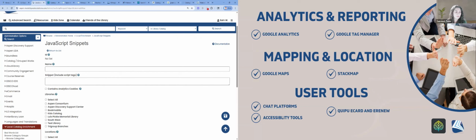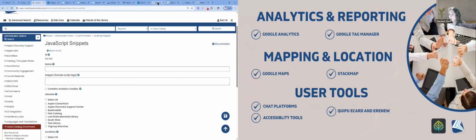And of course, to support inclusivity and patron engagement, Aspen can connect with accessibility tools like ReciteMe or UserWay, ensuring that the Discovery interface meets all the accessibility standards. It will also integrate with live chat platforms like Olark or Help, so patrons can get help right when they need it via those chat platforms.